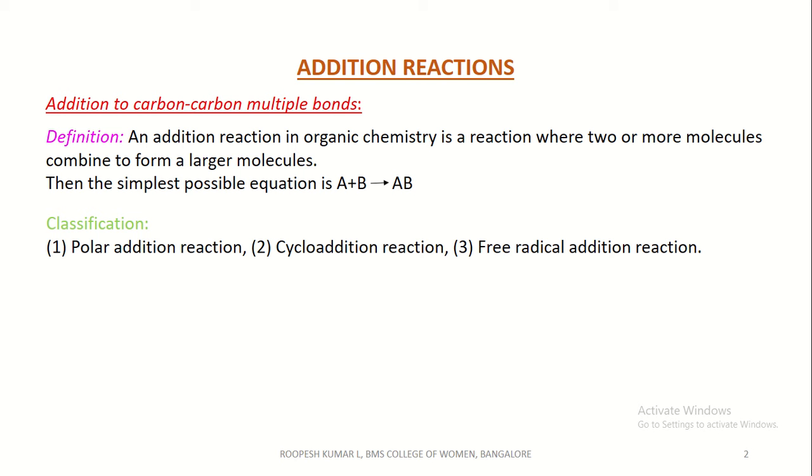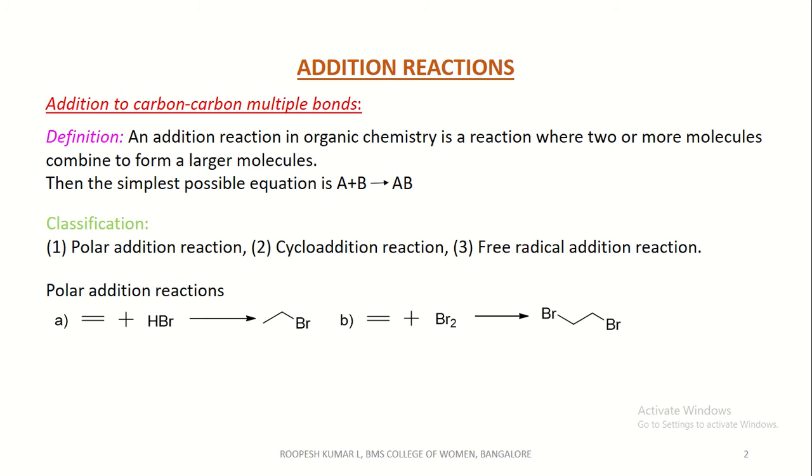Coming to classification, addition reactions are classified into three categories. The first one is polar addition reaction, next the cycloaddition reaction, and the third one is free radical addition reactions. Now let's see one after the other. Coming to the polar addition reactions, the name itself indicates polar addition of a polar molecule. That is, ethylene adds to hydrogen bromide or hydrobromic acid, which is a polar molecule, to give bromoethane. Coming to the second example, ethylene adds to bromine, that is Br2, to give dibromoethane.